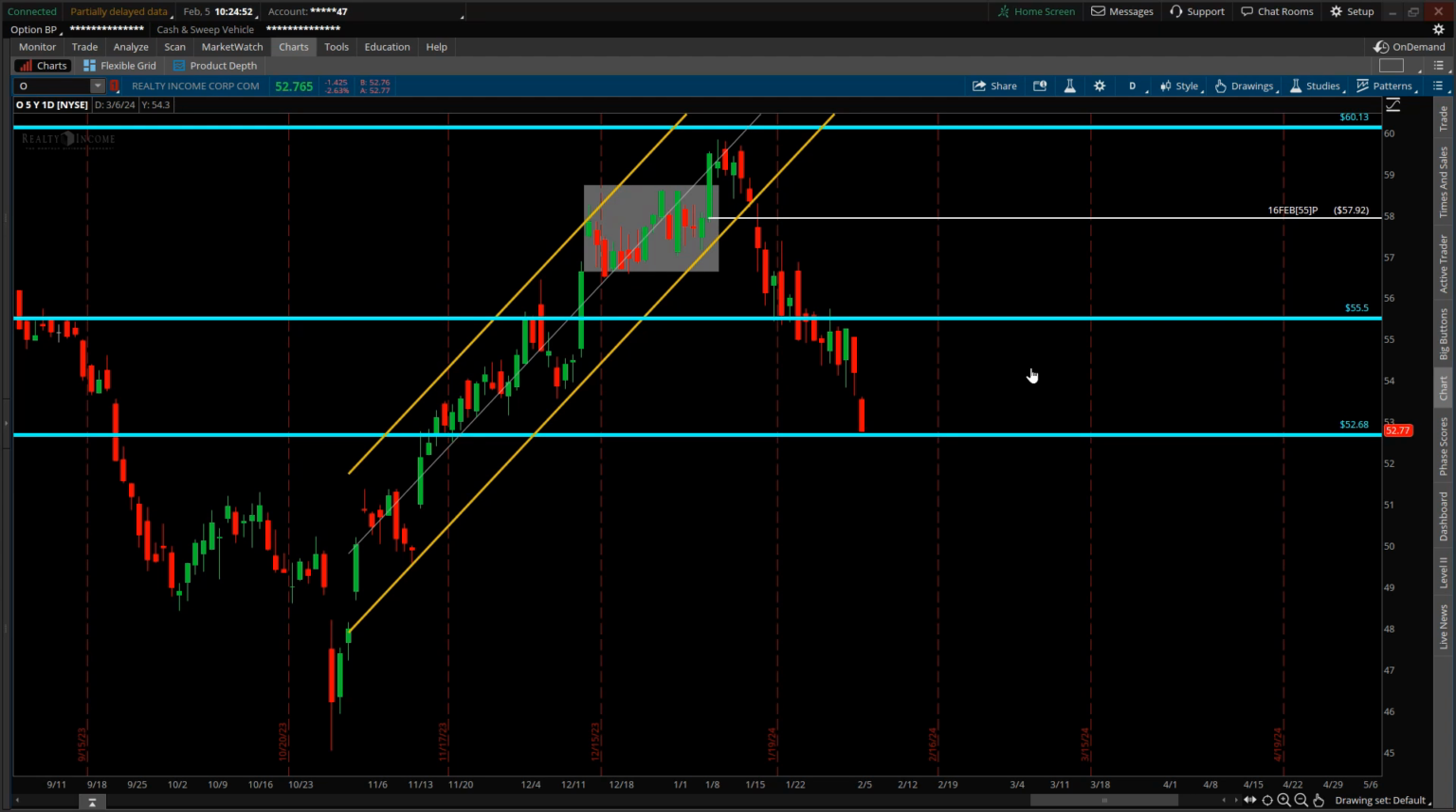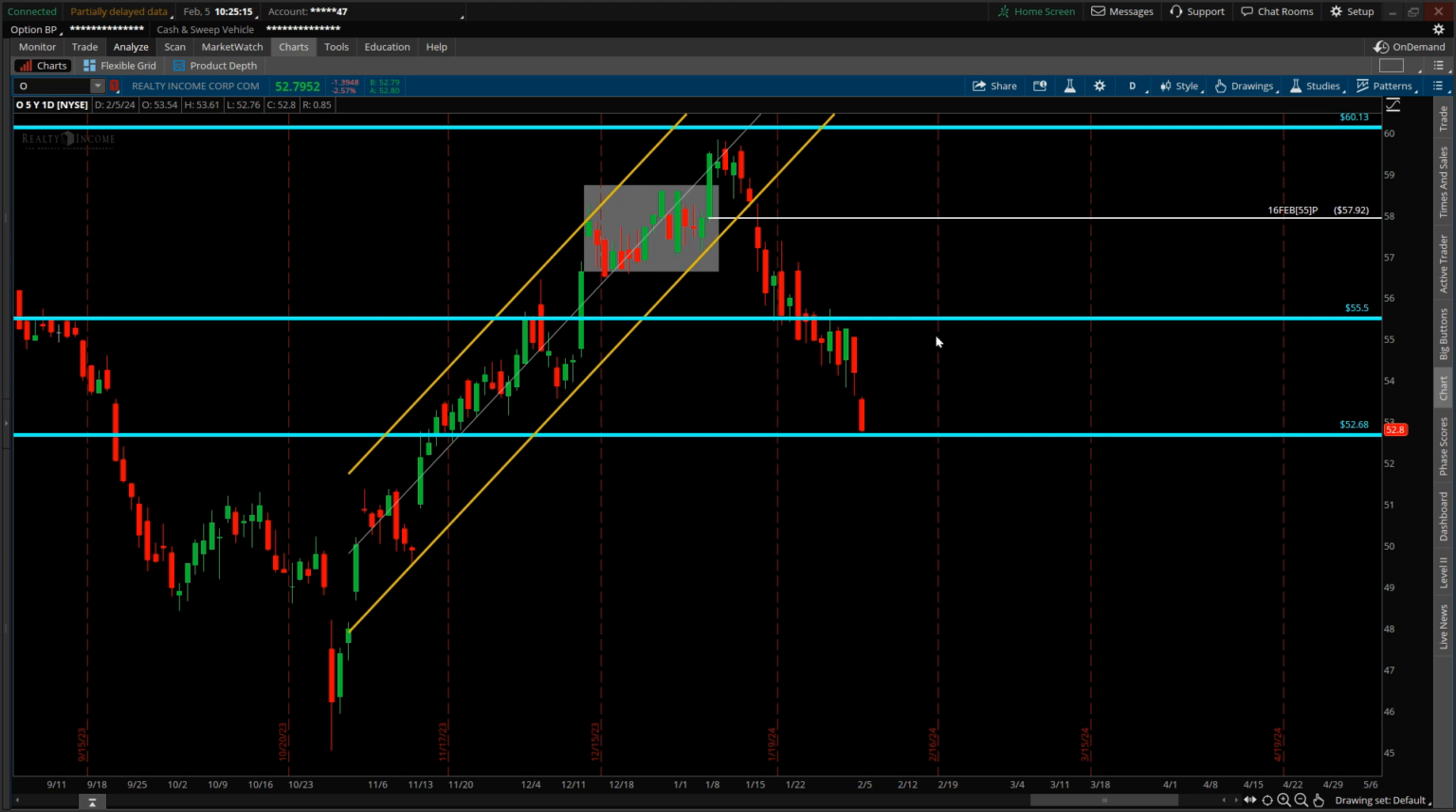Today's Monday, February 5th, and this is a status check on the Realty Income short via options. As of the time of this recording, the stock price, even though it's quoted at $52.77, is actually $52.69. The discrepancy, again, is attributed to this partially delayed data.